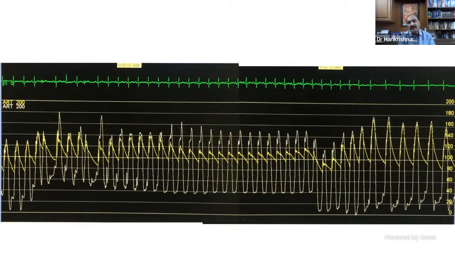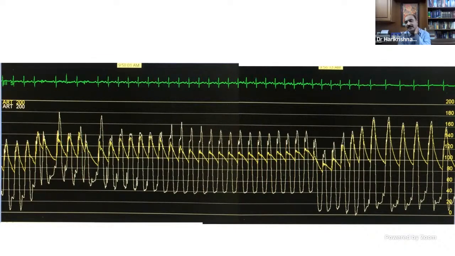And what is happening in the LV, aorta and LV? The gradient has appeared between aorta and LV. Very good. So what condition is it? Dynamic obstruction, LVOT obstruction. So this is the Valsalva maneuver bringing out a dynamic LVOT obstruction.